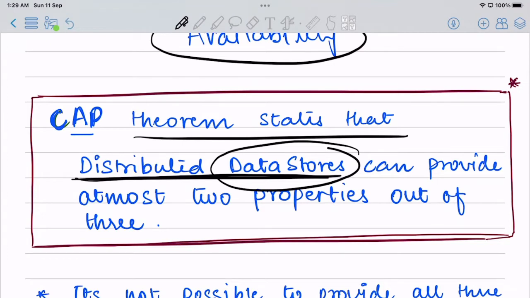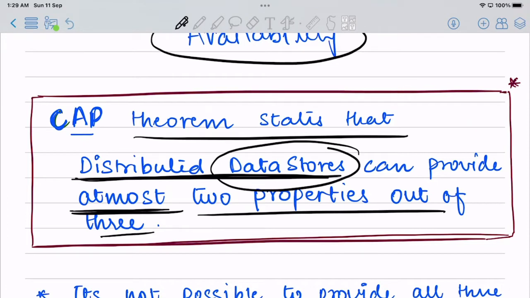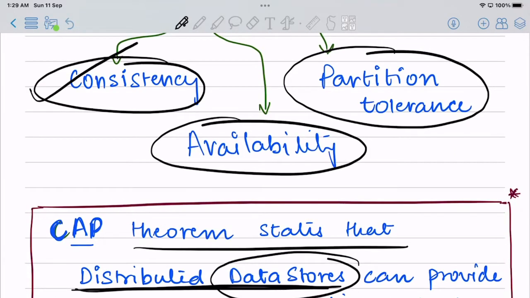So distributed data stores can provide at most two properties. At most, in Hindi, ज़्यादा से ज़्यादा दो properties out of 3. What are all these 3? Consistency, partition tolerance, and availability. So in a system, CAP theorem says that at most 2 of these things can exist. Let's find out how and what.